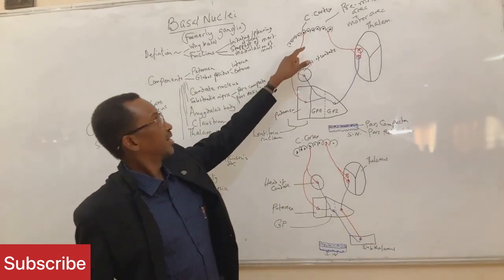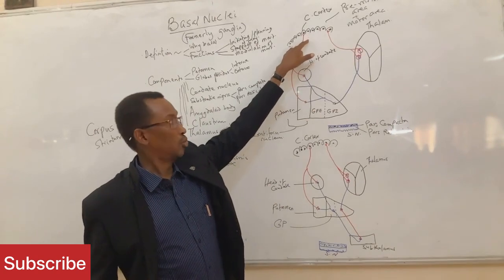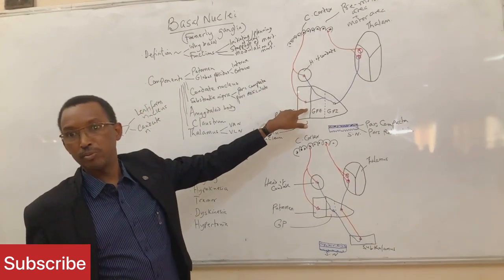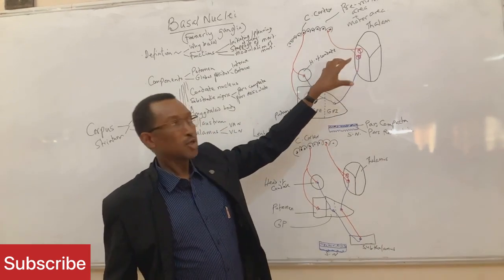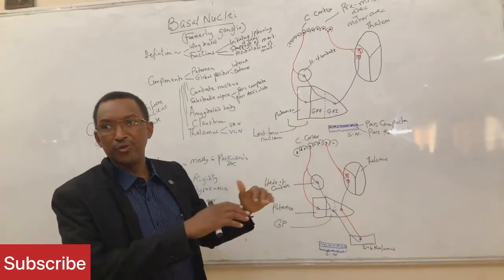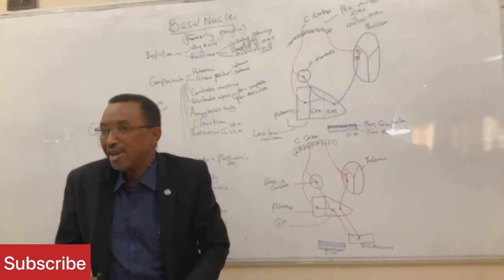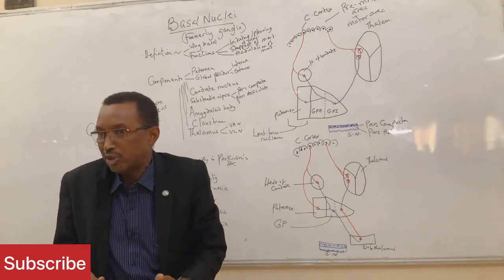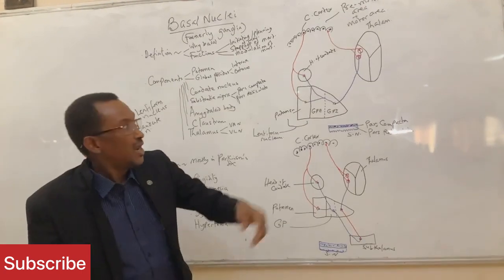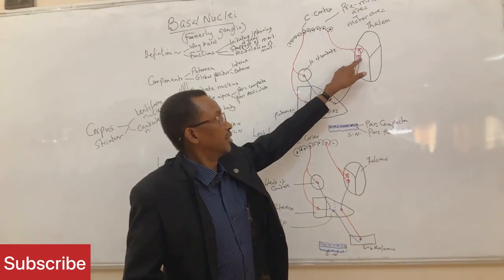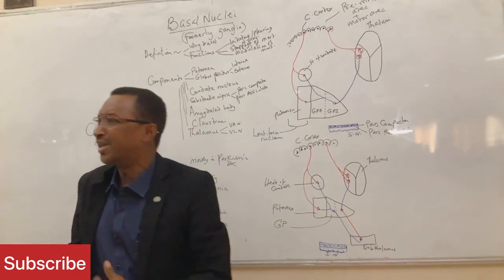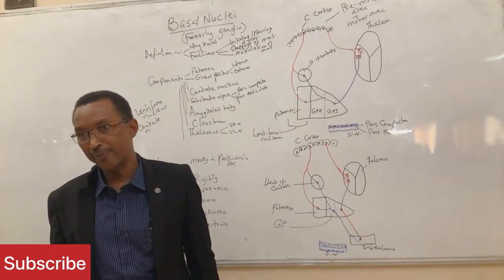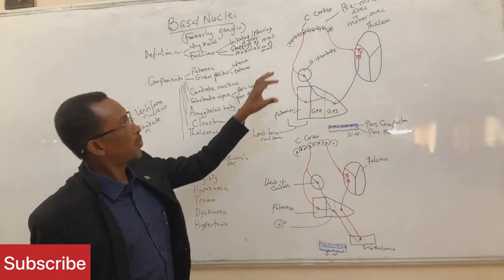So the planning comes from the premotor area, passes through the basal nuclei, and then from the basal nuclei down into the thalamus. So all this information is being modified. The planning is modified on what you are supposed to do for you to initiate the movement. And then finally, from the thalamus, the information now goes to the motor area for you to begin the movement. Are you clear? Good.